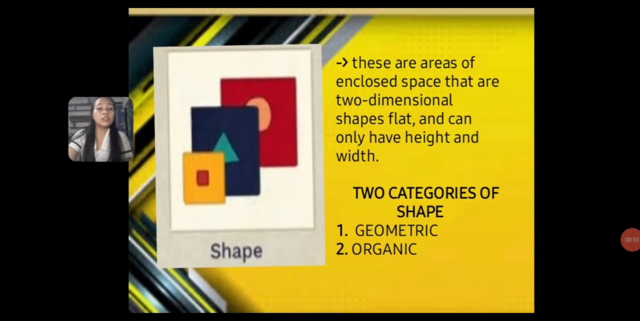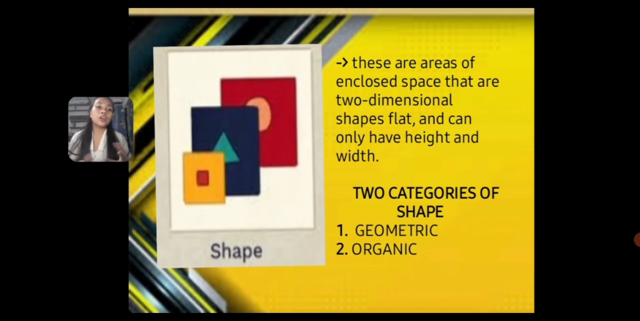So, the next one is shape. These are areas of enclosed space that are 2-dimensional shapes, flat, and can only have height and width. All of us know what shape is. Shape can play important roles in the creating of drawings and paintings. Shape can help to create complex drawings and paintings.